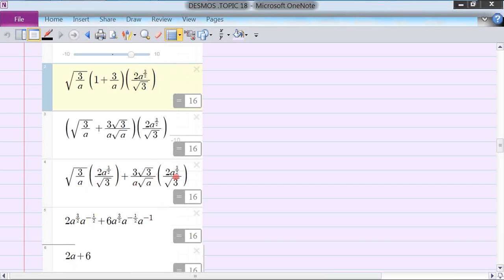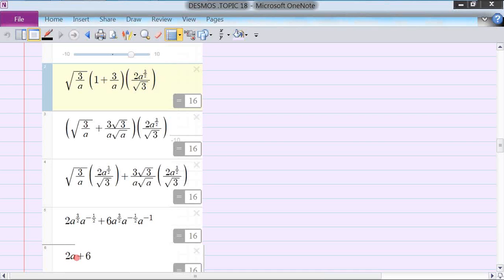Here, the root 3's cancel, and I have 2 times 3, which gives me the 6. I have the a to the 3 halves, which is this term right here. I bring this term up. It's a to the 1. It becomes a to the minus 1. I bring this term up, which is a to the half, and it becomes a to the minus half. So I move this from the denominator to the numerator, and this from the denominator to the numerator, and I get this.